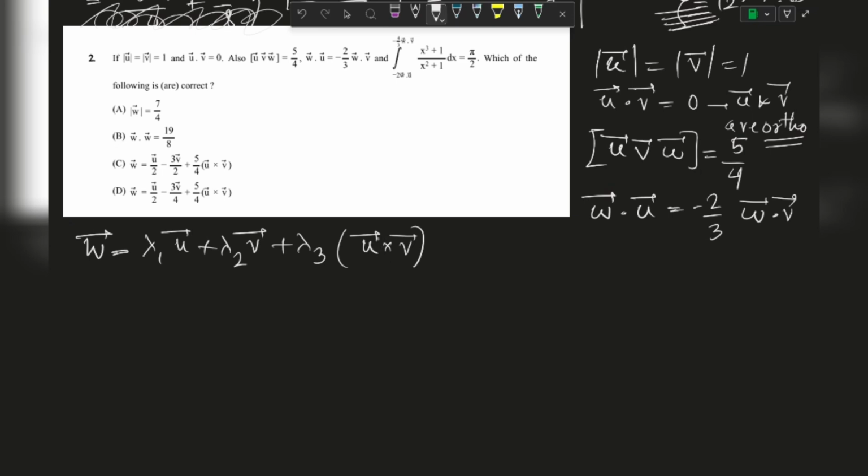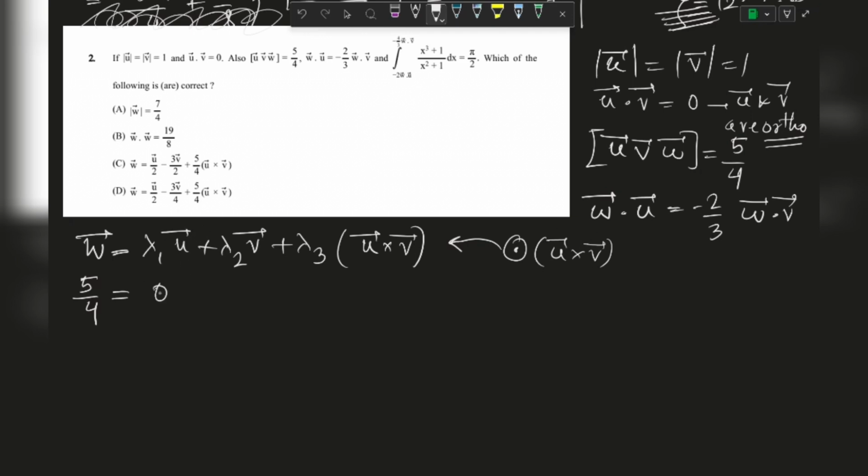Now first what I will do is, I will take the dot product of this particular thing with u cross v. So w dot u cross v is basically the scalar triple product. So this side will come as 5 by 4. Now u dot u cross v is basically, as I will just explain, although you know, the dot product of u with a vector which is perpendicular to the plane of both u and v. So it's not lying in the plane and is perpendicular to u also.